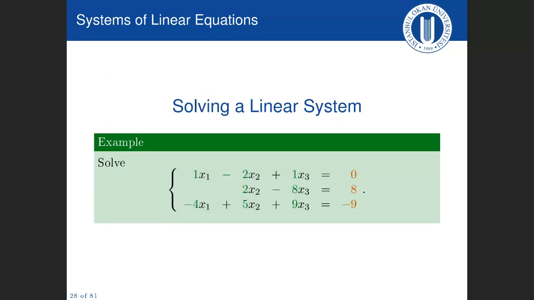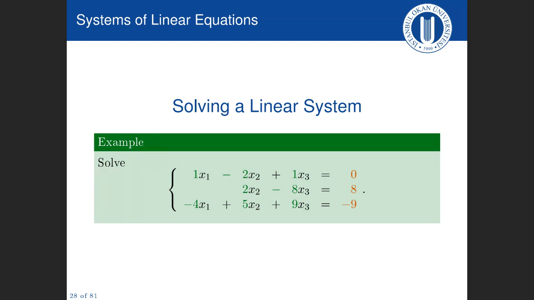So for example, solve this linear system. 1x1 minus 2x2 plus 1x3 is equal to 0. 2x2 minus 8x3 is equal to 8. Minus 4x1 plus 5x2 plus 9x3 is equal to minus 9.